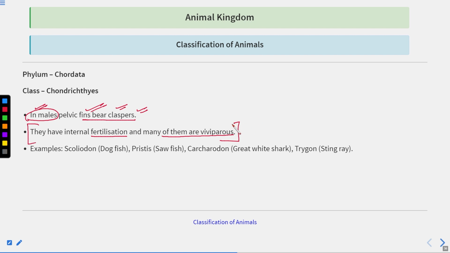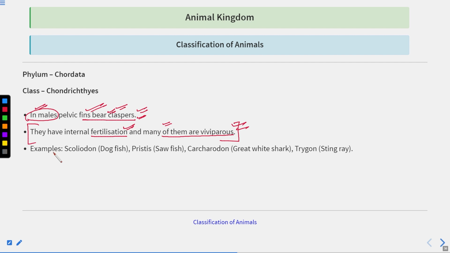Very, very important. These chondrichthyes have internal fertilization, because the claspers are there to release the sperms inside the female respiratory tract. Through these claspers, that is why the fertilization is internal. And many of them show the viviparous phenomena also.